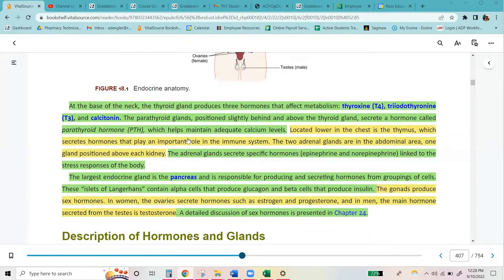The gonads produce sex hormones. In women, the ovaries secrete hormones such as estrogen and progesterone, and in men, the hormone that is secreted is testosterone from the testes.